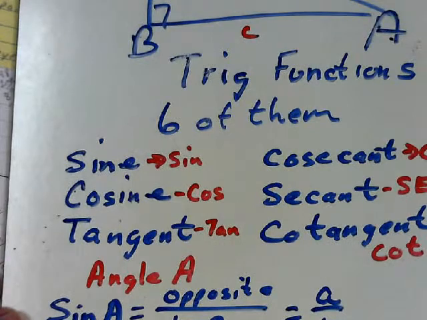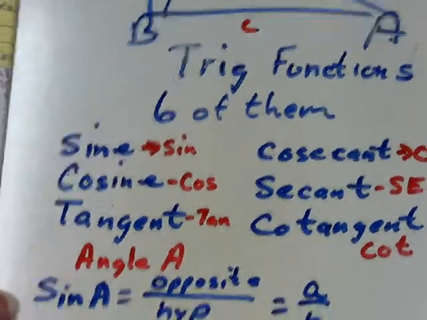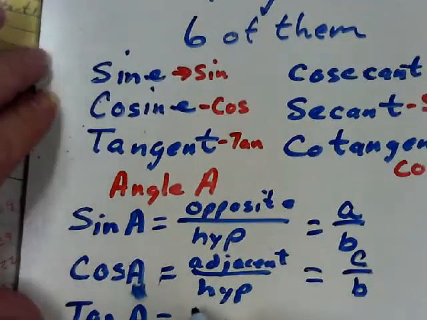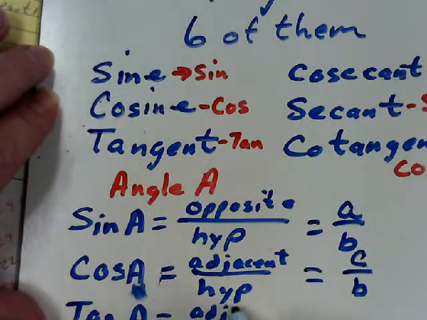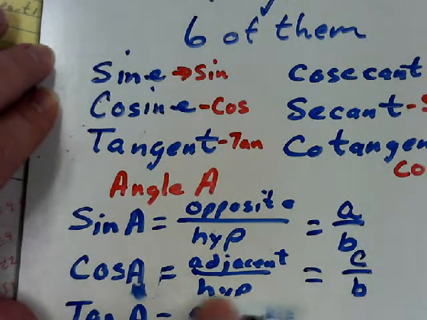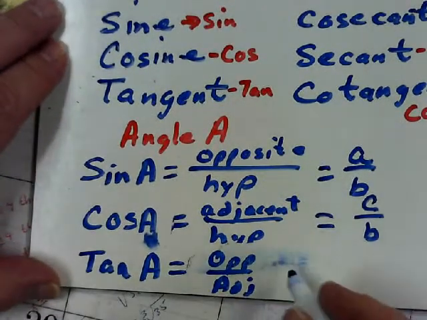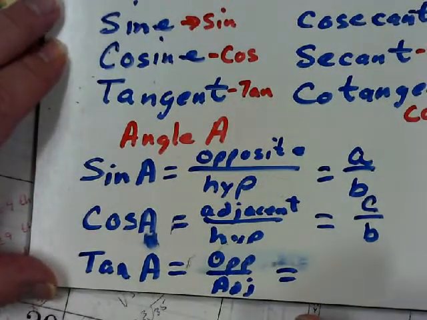Tangent of A has a definition of adjacent. I'm sorry, I got it backwards. Opposite over adjacent. Okay?